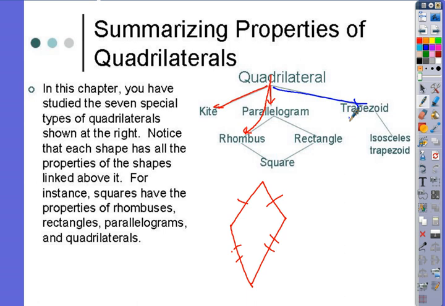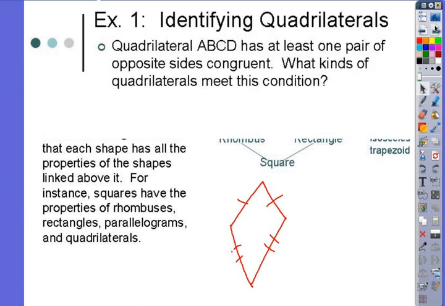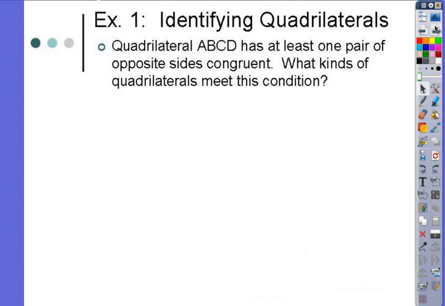So let's move on here. What about this one? Let's identify this. Quadrilateral ABCD has at least one pair of opposite sides congruent. Okay? What kinds of quadrilaterals meet this condition?